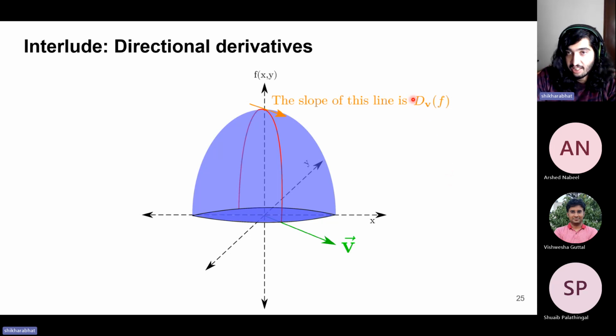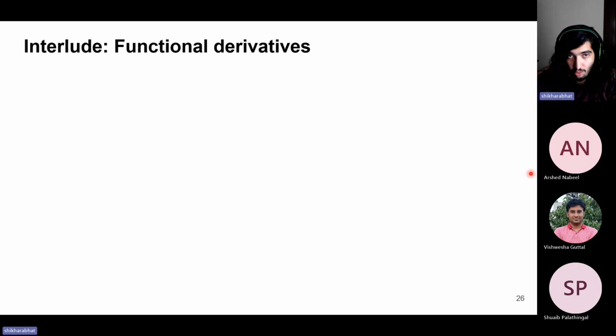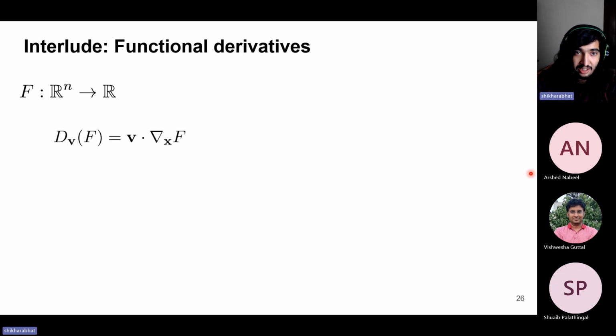The math people denote it as capital D sub v of f, and you're supposed to read it as the directional derivative of the function f along the vector v. And this is a measure of how much f changes along this v, if you perturb it along this unit vector v. Mathematically, one can write down what this is. If I have an n-dimensional function, capital F, the directional derivative of f along v can be found by taking the dot product of v with the gradient.